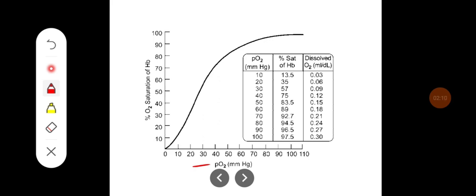Initially it is linear, and as the partial pressure increases from 20 to 40, there will be a drastic change in the affinity of oxygen to hemoglobin, and then after 60 mmHg partial pressure, the saturation is not going to change much, it remains a plateau.